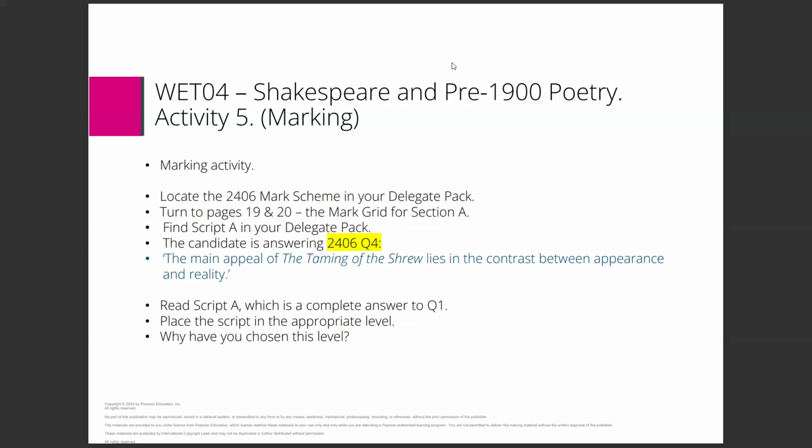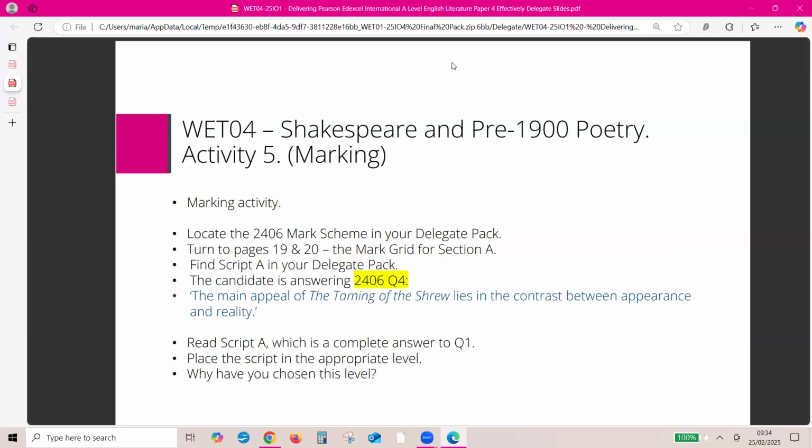We will be doing an extended marking activity. It's going to be based on the June 2024 paper. And we're going to be looking at script A, which is going to be a question on The Taming of the Shrew. And the prompt that the candidates had received was: the main appeal of The Taming of the Shrew lies in the contrast between appearance and reality. And we're going to just have a look at that one.